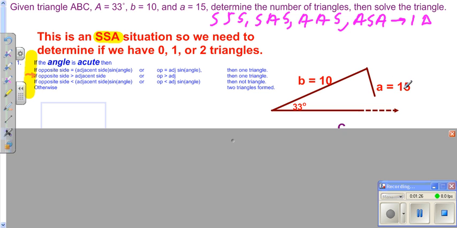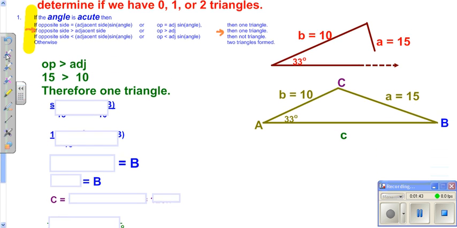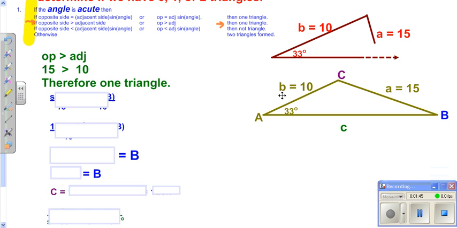Is the opposite side greater than our adjacent side? Since the opposite side is greater than the adjacent side, we know then it's just one triangle. So if it's one triangle, it's no big deal. We'll just go ahead and work it out. So it's going to be one big triangle like this here, where we need to find the missing parts.